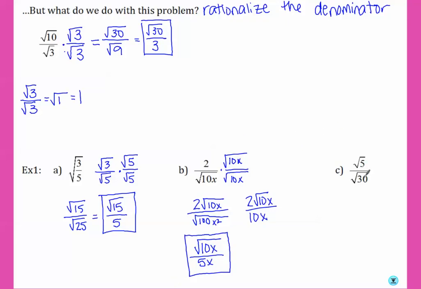In this example, we have square root on top and square root on the bottom, so we can simplify. 5 and 30 are both divisible by 5, so we can simplify this to the square root of 1 over the square root of 6. Then we need to get the square root of 6 out of the denominator. So multiply top and bottom by the square root of 6. Get the square root of 6 over the square root of 36, which simplifies to the square root of 6 over 6.